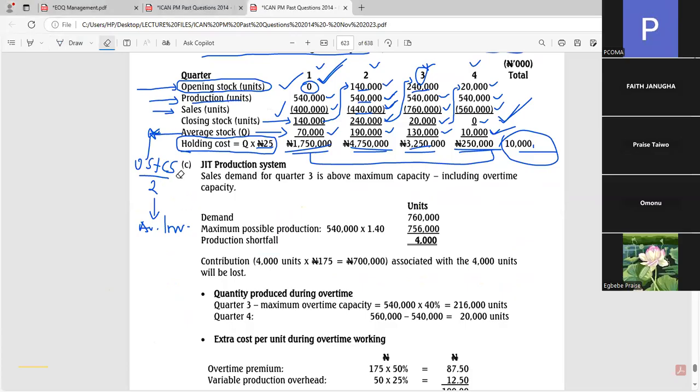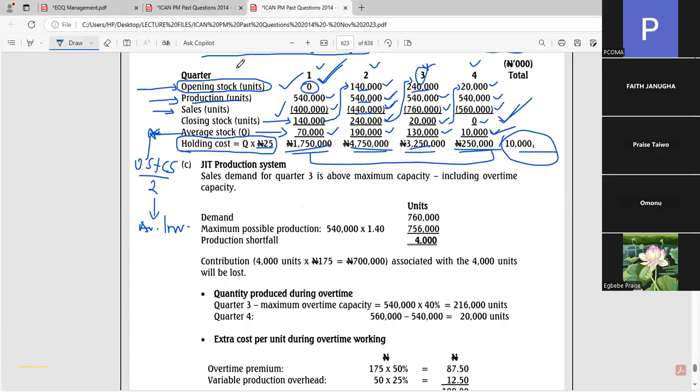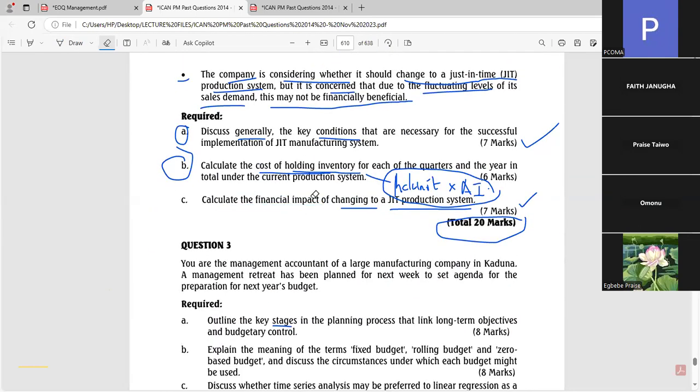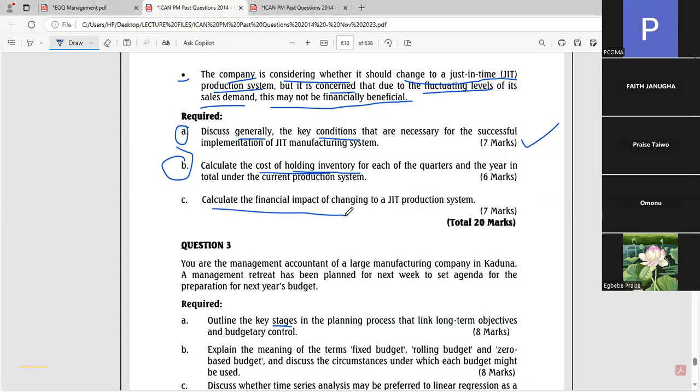All right. So let's do this one now. The next one is what? Please, let's go to the C. Now, the C states that calculate the financial impact of changing to just-in-time production system. They say calculate the financial impact of changing to just-in-time production system. Now, I'm giving 7 marks for that.